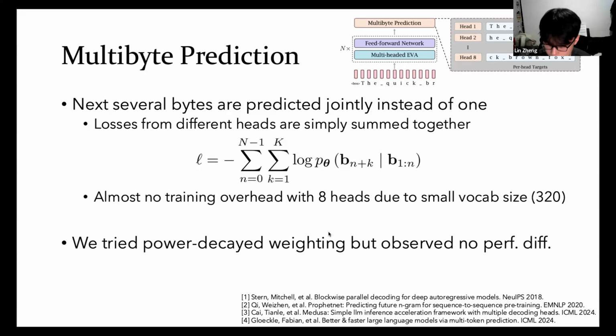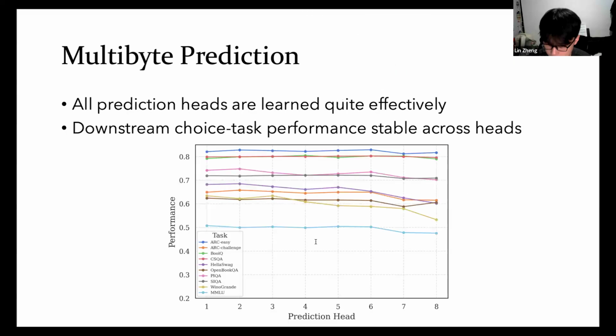We just use a very simple setting with uniform weighting of the different prediction heads for the overall training process. We also tried other weighting schemes, like power decay, to put much less weight on more distant prediction heads. But we did not observe meaningful improvements over the uniform one, so we stick to the simple setup with uniform weights. We found they learn pretty well. So this is the methodology of the multi-byte prediction module.